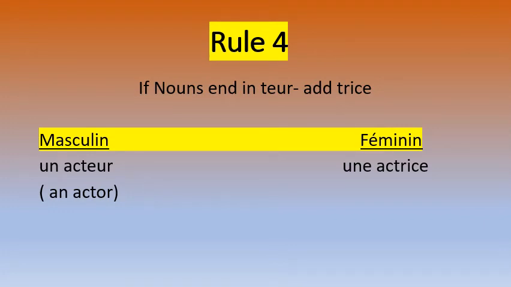So I have removed TEUR, and instead of that, I have written TRICE. So the word becomes actrice. So it is une actrice. In masculine, it is un acteur, and in femina, it is une actrice.